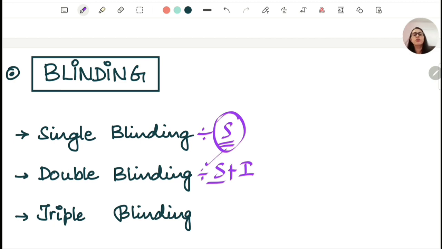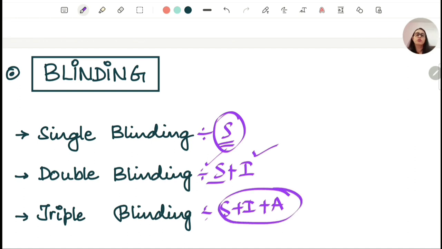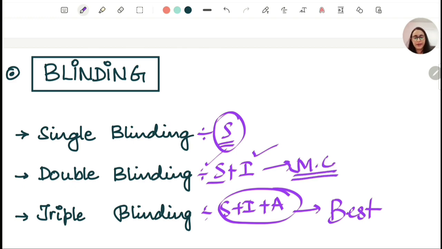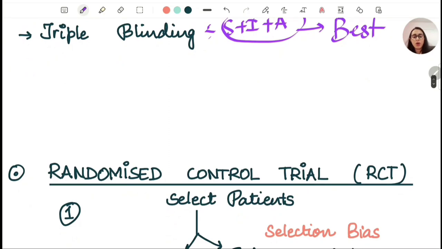So the subject also doesn't know if he is a case or control. The interviewer also doesn't know who are cases, who are control. Triple blinding is when the subject plus the investigator plus the analyzer, all of them don't know who are cases, who are control. So triple blinding is the best way to overcome bias, and double blinding is the most commonly seen blinding technique.